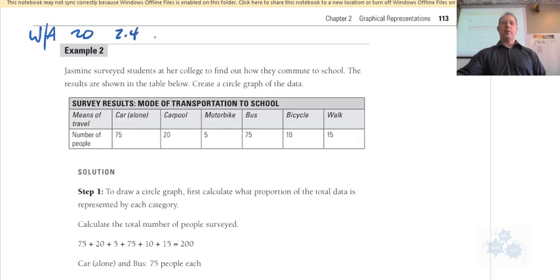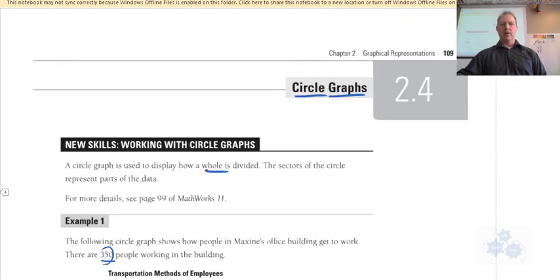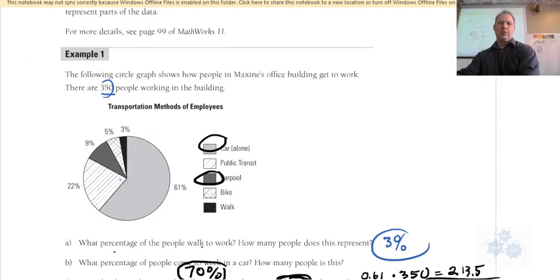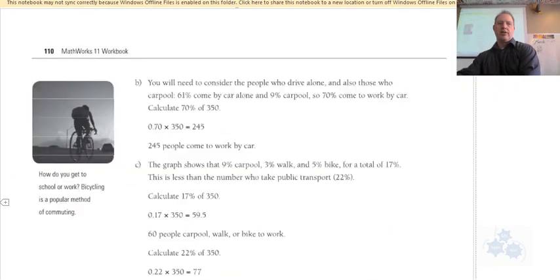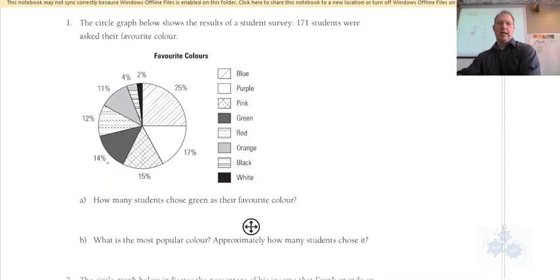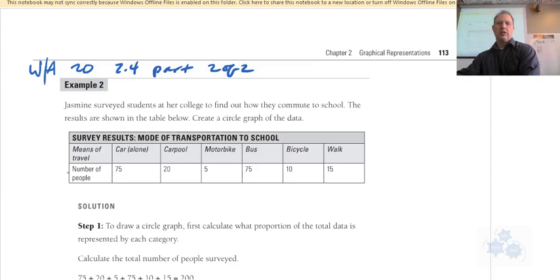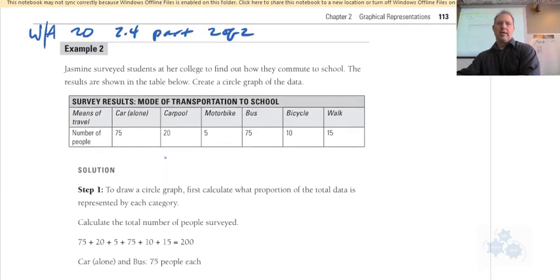So workplace and apprenticeship 20. This is 2.4, part 2 of 2. And we talked about pie charts in the first part of 2.4. When we look back to here, they call them circle graphs. We called them pie charts, affectionately. Okay, so part 2, this is what we're looking at.